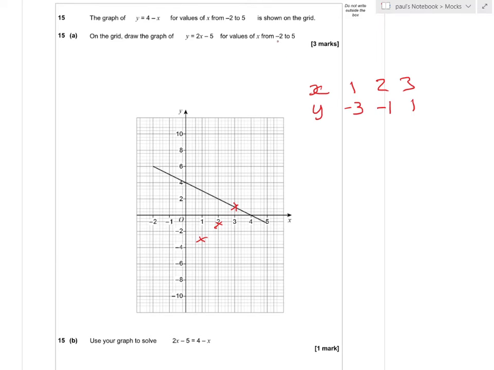And we've got to draw it to 5. So I'm going to do my best with this. I would do this with a straight line with a ruler, sorry. And where we're going to -2. There. Okay. So that is my y equals 2x minus 5.